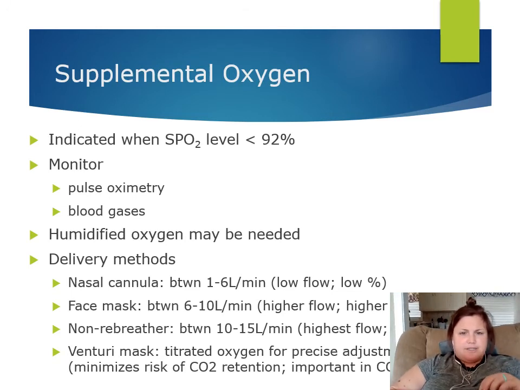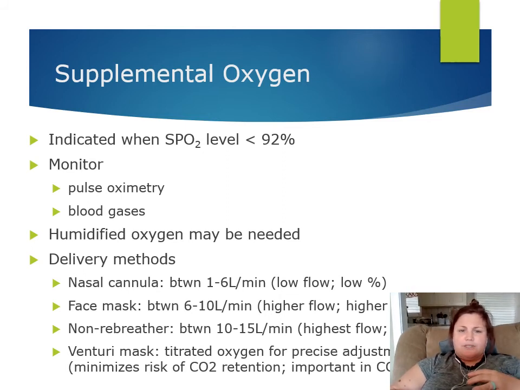Supplemental oxygen. This is something we've talked about with most of these conditions so far. It is indicated anytime the child's SpO2 level is less than 92%. Interventions are individualized to the patient, and you have to consider their medical history before intervening. So we need to be able to monitor their pulse ox and blood gases, provide humidified oxygen if needed.